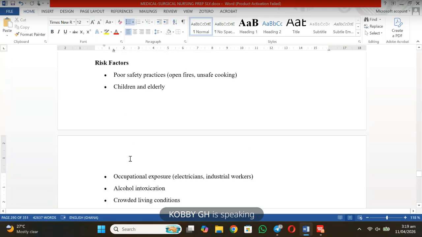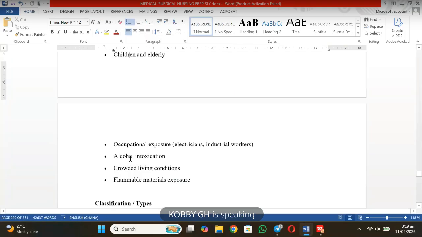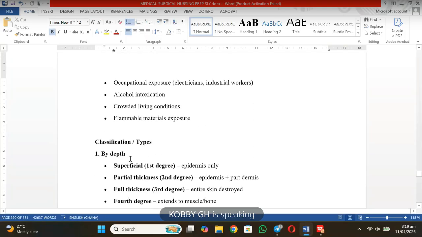Burns can be a result of poor safety practices. You are working somewhere with heat, you don't observe safety practices, you can be exposed. Children are also very much exposed. Elderly people are also very exposed to getting burns.